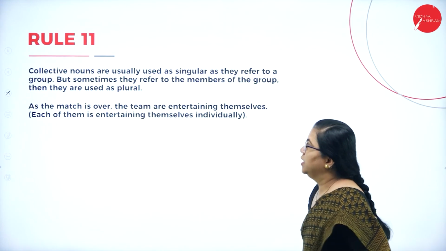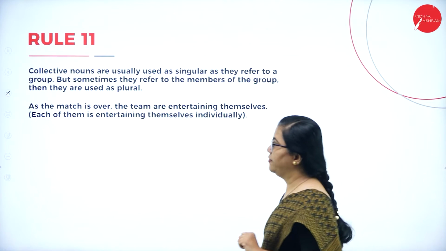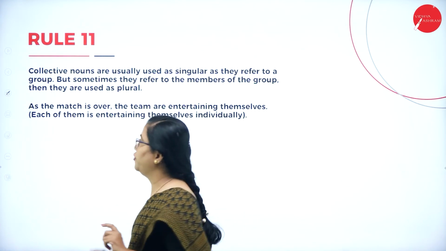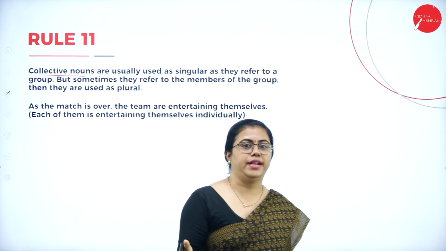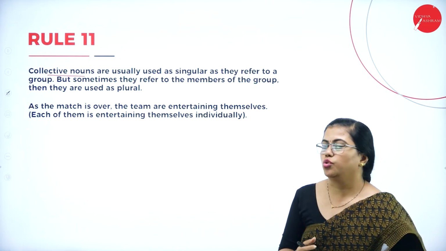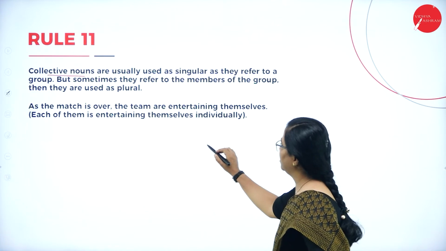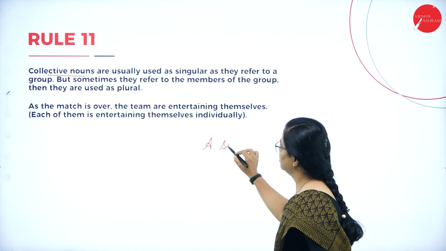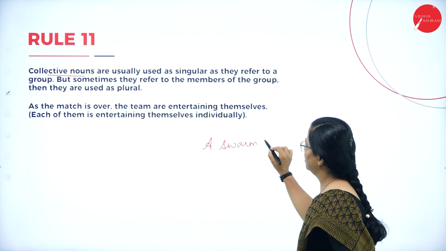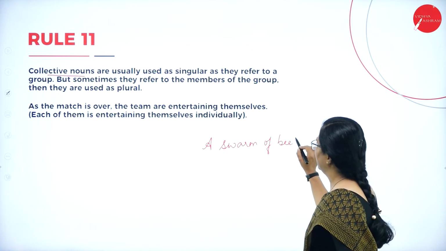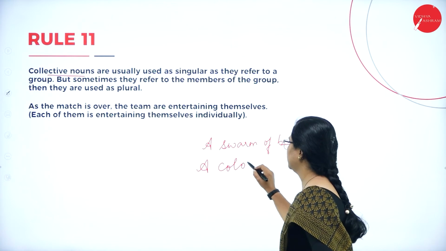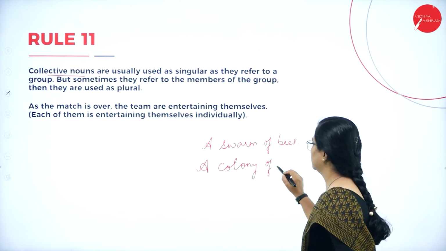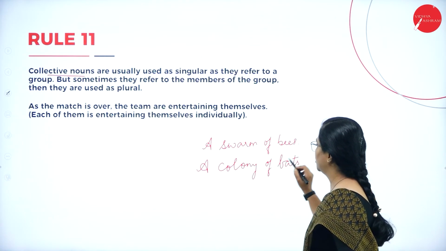Yes, rule number 11 is very important. You are referring to some collective nouns. A group of nouns of similar kind is called a collective noun. You can give me a few examples, like a swarm of bees, or maybe a colony of bats. Something like this.